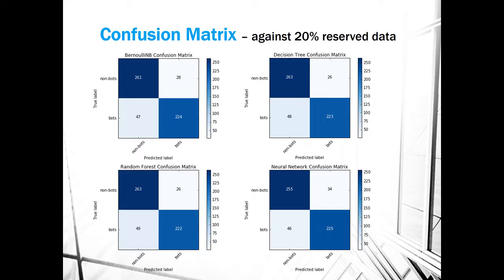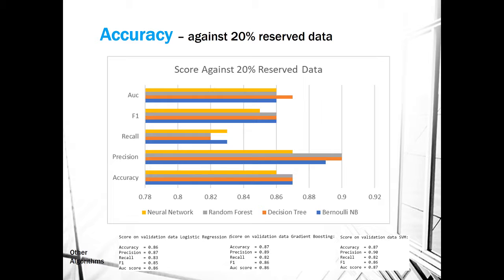Next, we use the models to predict on the 20% reserved data. Here are the resulting confusion matrices. It shows that it's coherent with the cross-validation we did, with the neural network having the lowest accuracy and all the other three models having pretty similar performance. Here's another view of comparing the four models. All of them receive approximately 86 to 87% accuracy, which is slightly lower than the cross-validation, which was 88 to 89, but it's within the error.